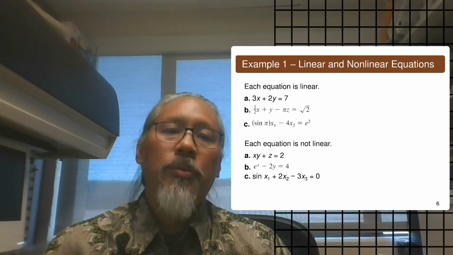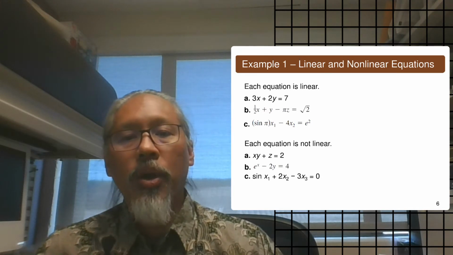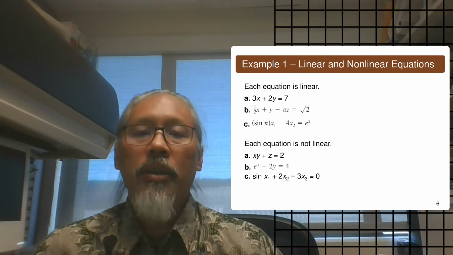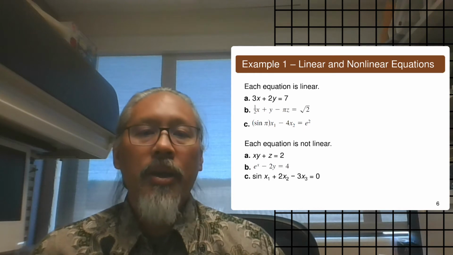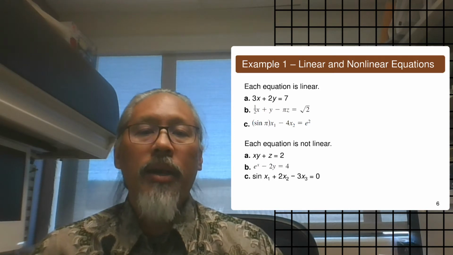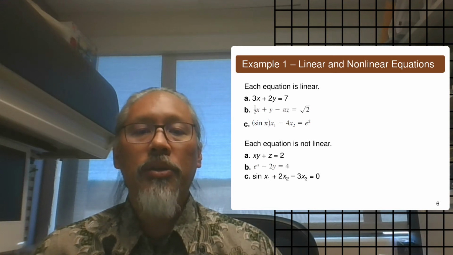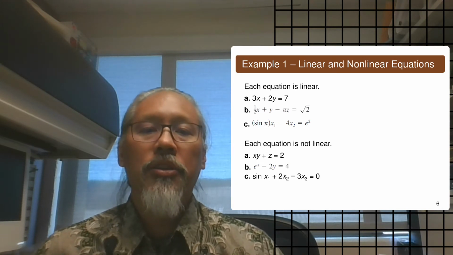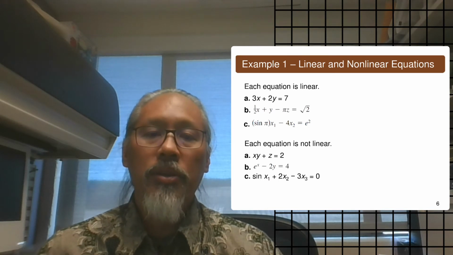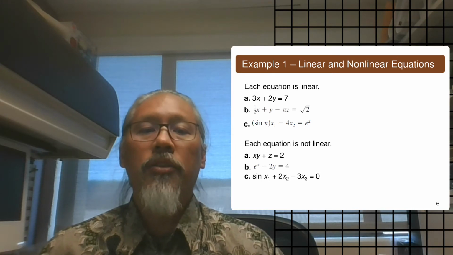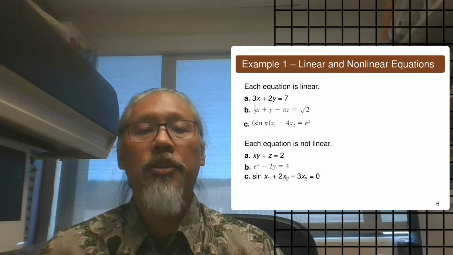Once we know the definition, we should identify when things are linear equations and when they are nonlinear equations. The first three examples here are linear equations. You can see that 3x plus 2y is equal to 7 is a linear equation in x and y. Our second one, 1/2 x plus y minus pi times z is equal to square root of 2, is also a linear equation in x, y, and z. Those are your variables. Our constant term is square root of 2, which is just a number. And our coefficients are 1/2 for x, 1 for y, and negative pi for z.